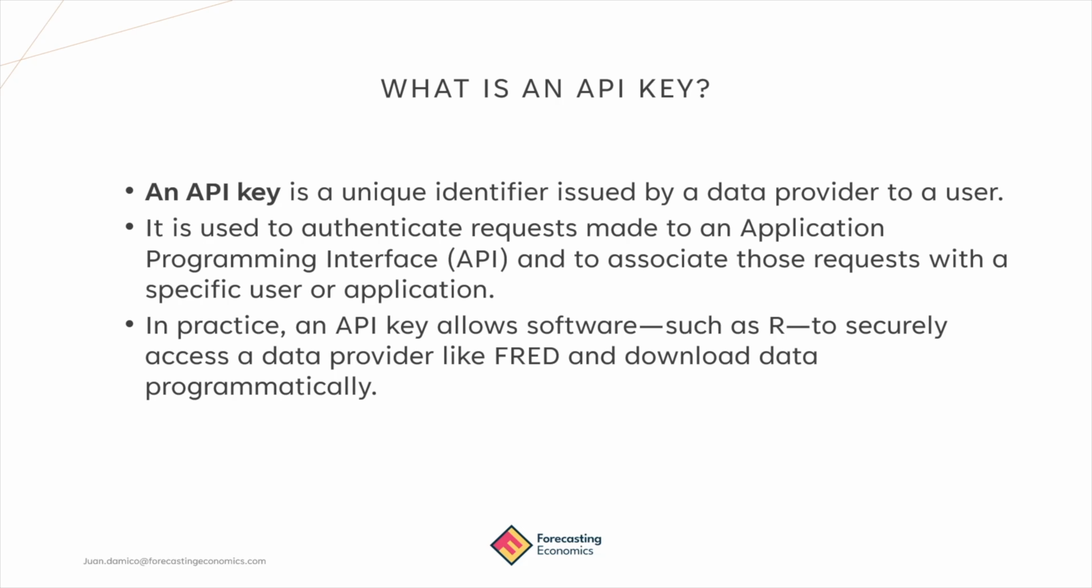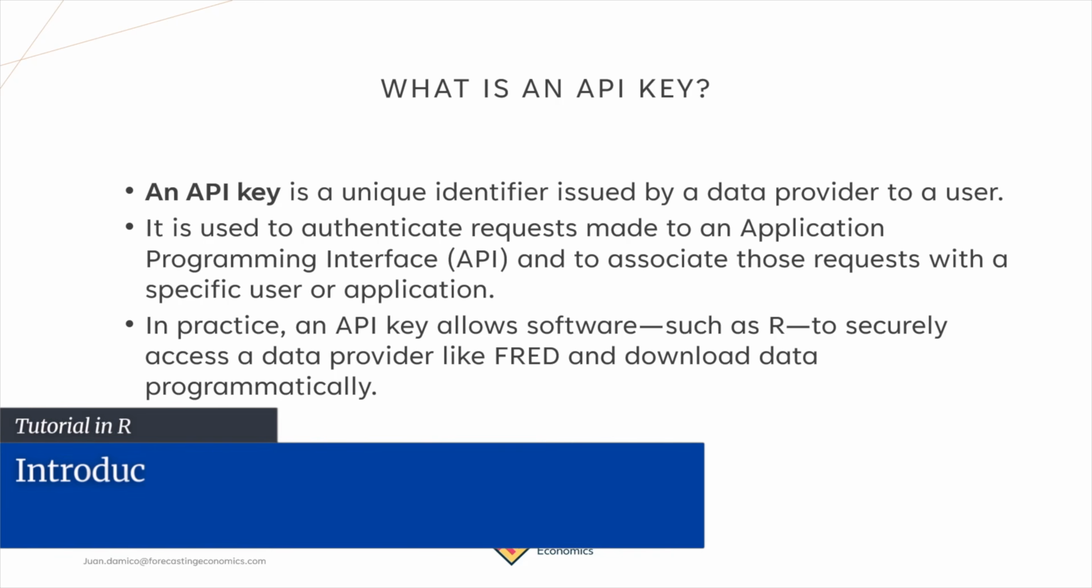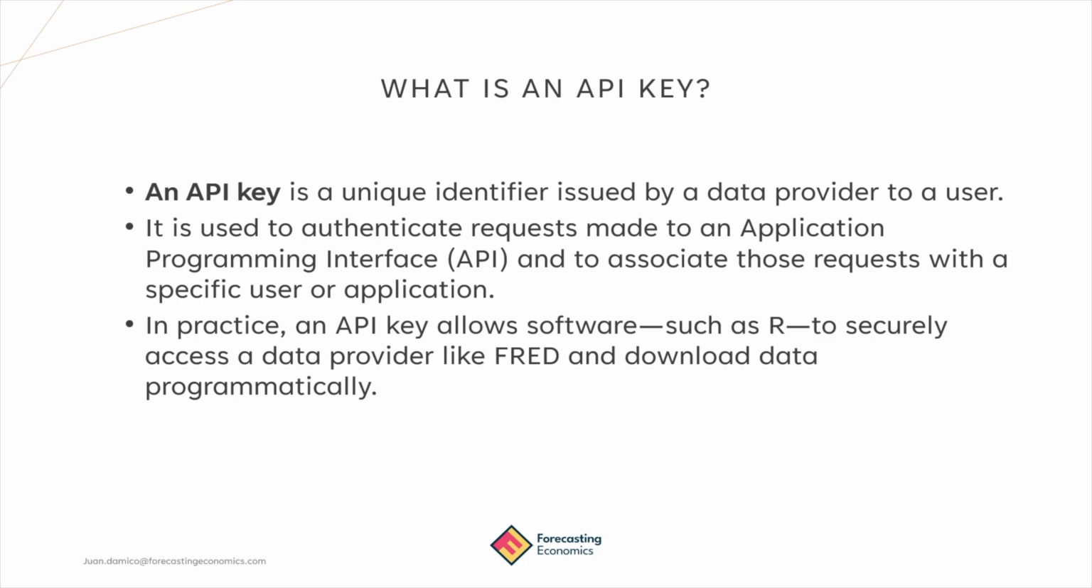So let's go back into today's tutorial then and start talking about what is an API key. An API key is just a unique identifier issued by a data provider to a user. This is just like a password, it's like an access that the data provider is going to give you to be able to access their database.